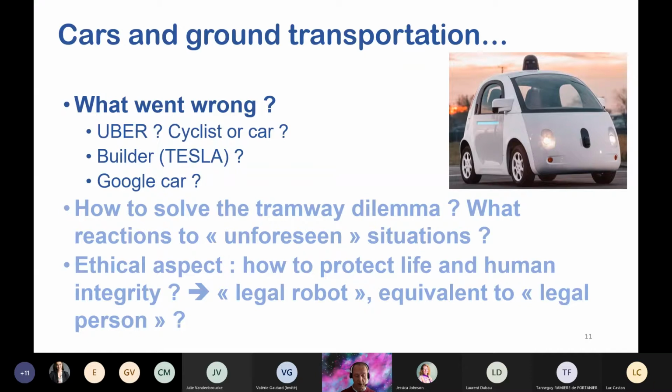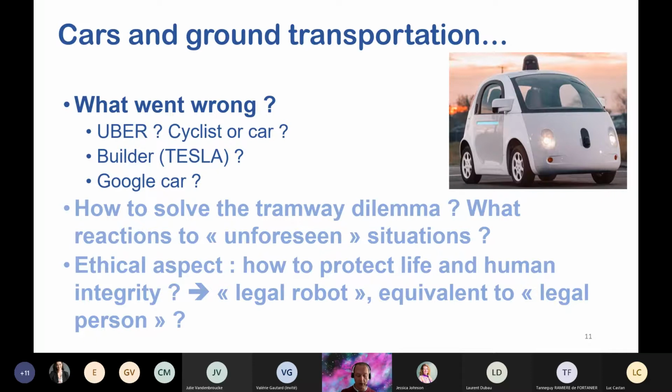A Tesla car also was in automatic mode and the driver was busy with his smartphone, not looking at the road. A truck crossed the road. The car classified the truck as a bridge and aimed at passing underneath. Unfortunately, the driver was beheaded.